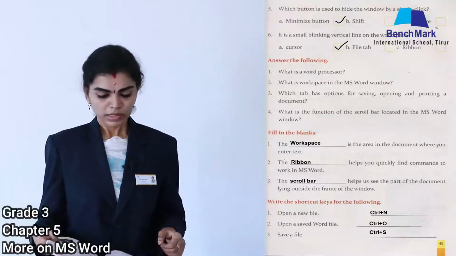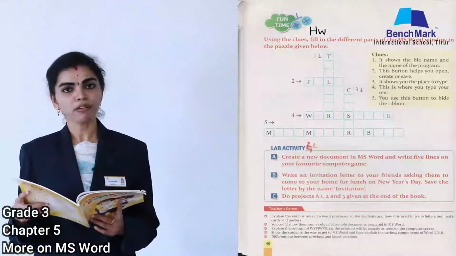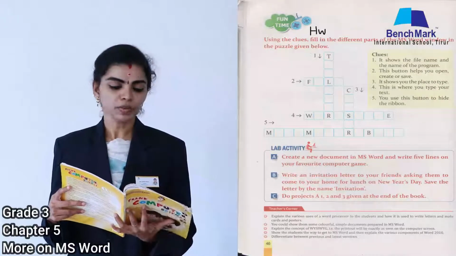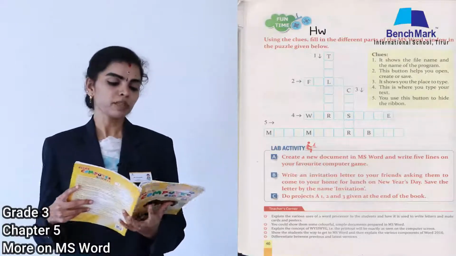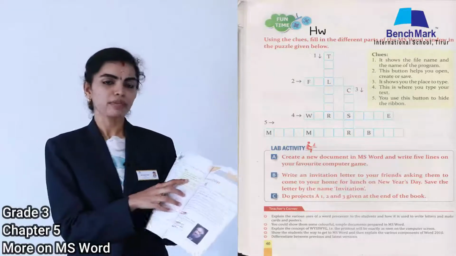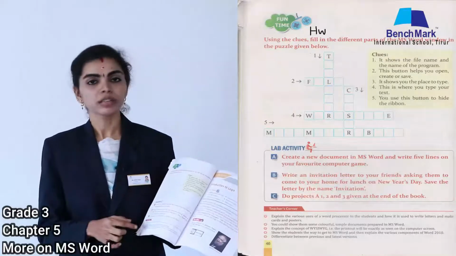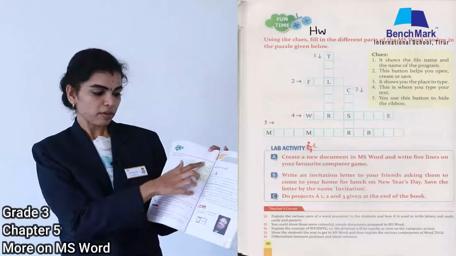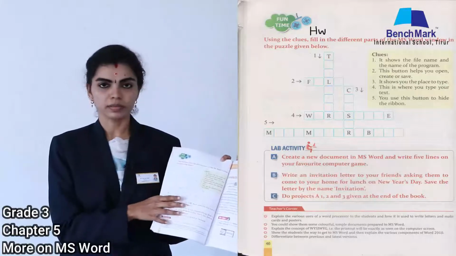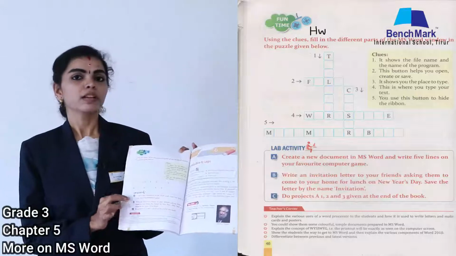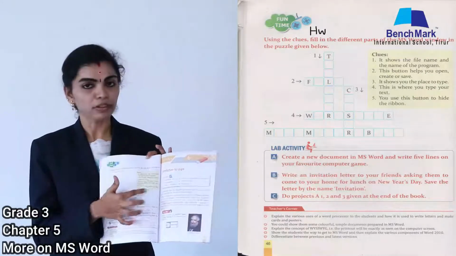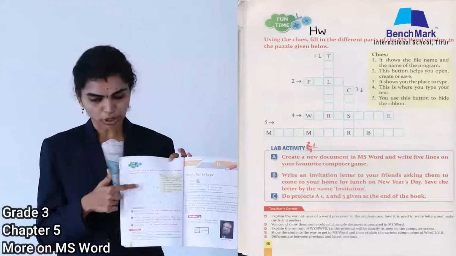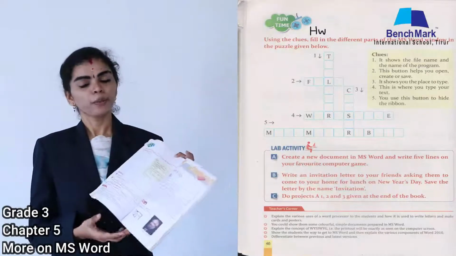Okay. So at page number 46 we have a fun time activity. Using the clue, fill in the different parts of the MS Word window in the puzzle game. So in the puzzle game, they have given the clue and you need to fill in the different parts of MS Word that we find. Okay. So here they have given the clue. So based on the clue, you need to fill it here. So this is homework for you. So I hope you understood this. Here they have given the clue and here they have given the puzzle. So based on this clue, you need to find the answer and solve this puzzle. Okay. I hope it is clear to you all.